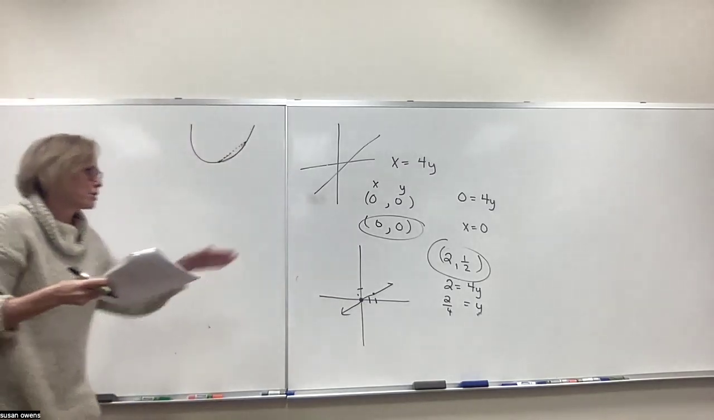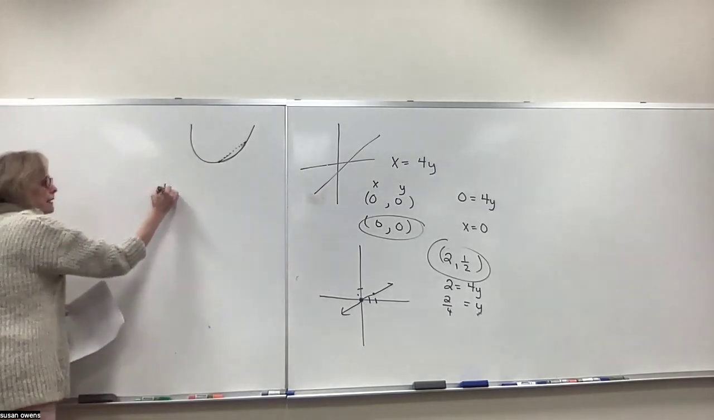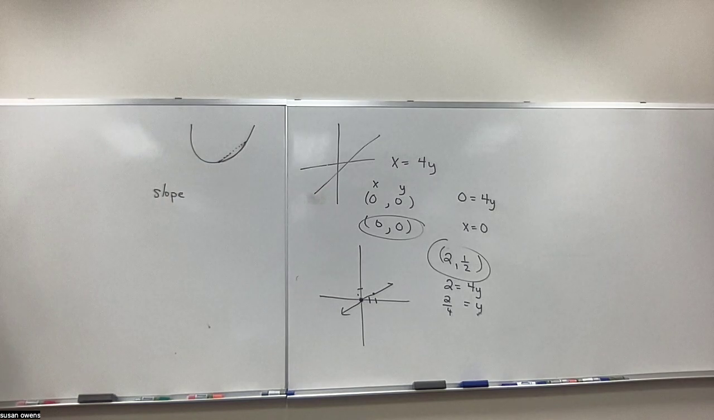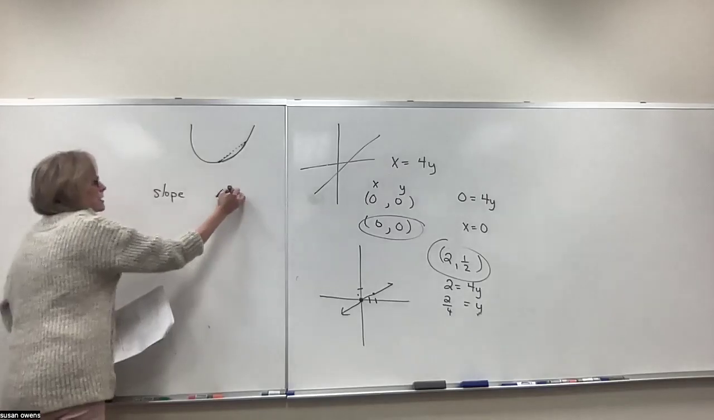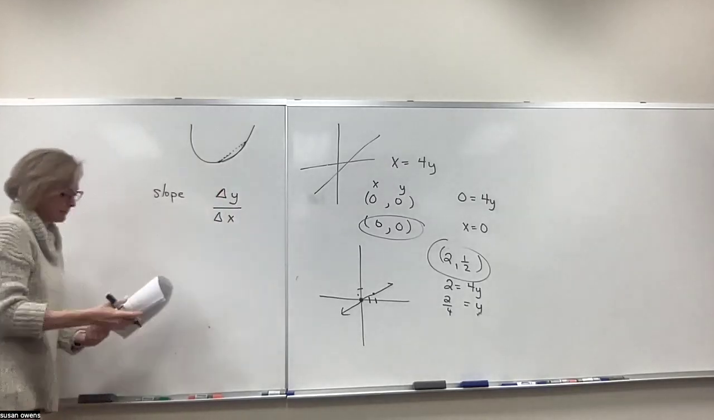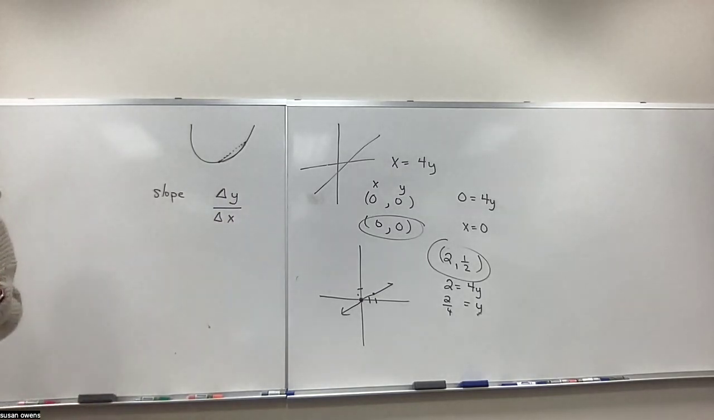So the rate of change of a linear function is called the slope of the line. For a graph of a linear function, the ratio of the change in y to the change in x is the slope of the line. So it's the change in y over the change in x. And we'll get to that formula in just a minute.